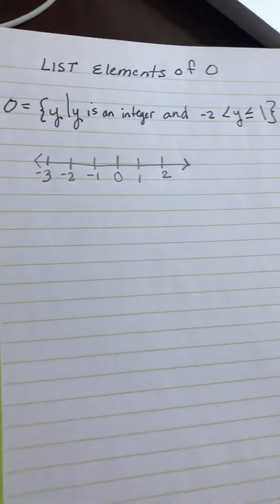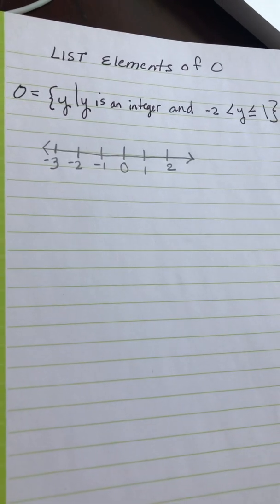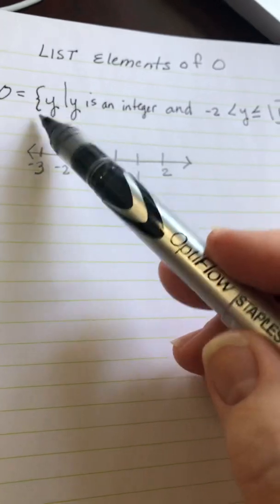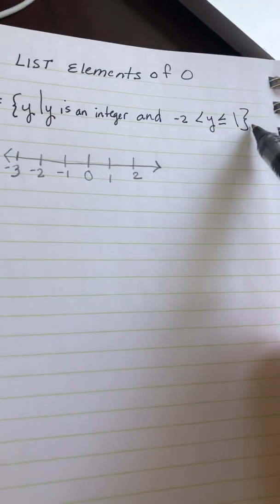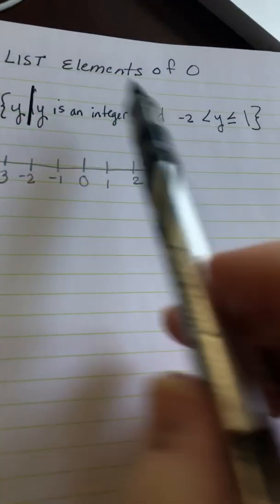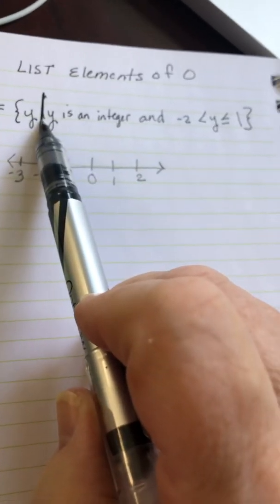Okay, so the directions on this would say list the elements of the set O. And it says O is equal to the set of numbers, that's what the brackets mean, the set of numbers for Y. And this line means such that, and so the part of all of this that we needed was just what starts after this line.